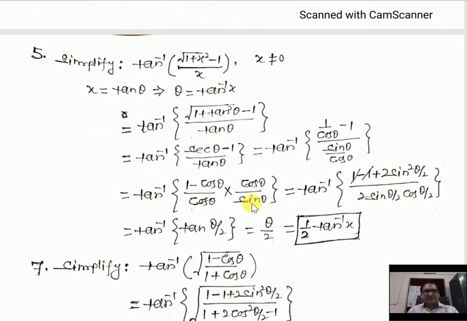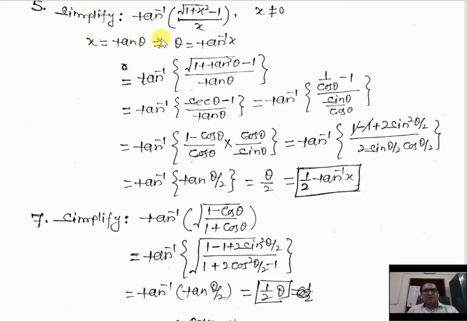Question number 5, take x is equal to tan theta. The reason is this is the tan inverse, right? This part also you have to convert in tan. The variable part you have to convert in terms of tan. So 1 plus tan square theta is equal to what? Sec square theta. Square root of sec square theta is sec theta. Sec theta minus 1 upon tan theta. Now convert sec and tan in terms of sin and cos. Simplify it. You will get 1 minus cos theta upon sin theta.